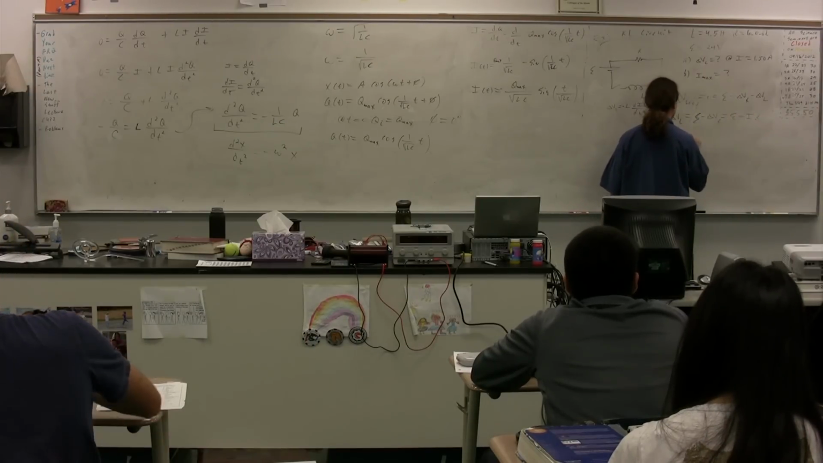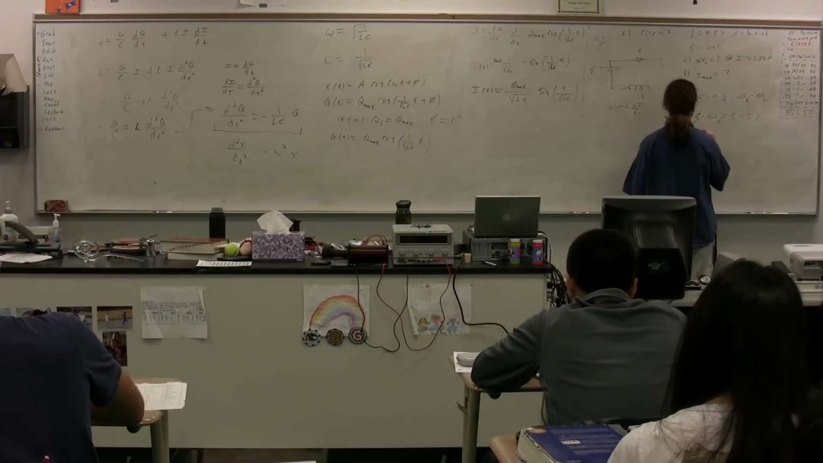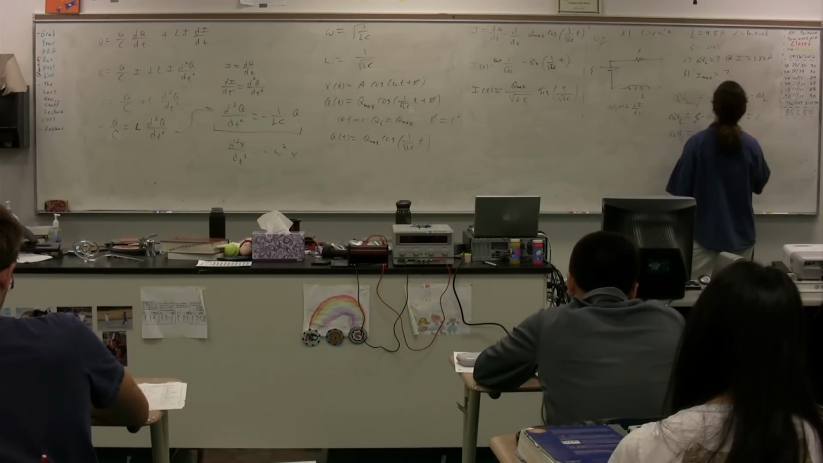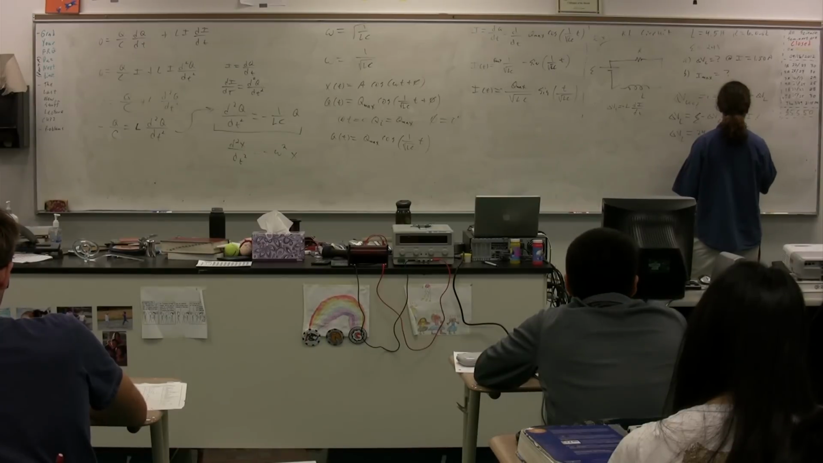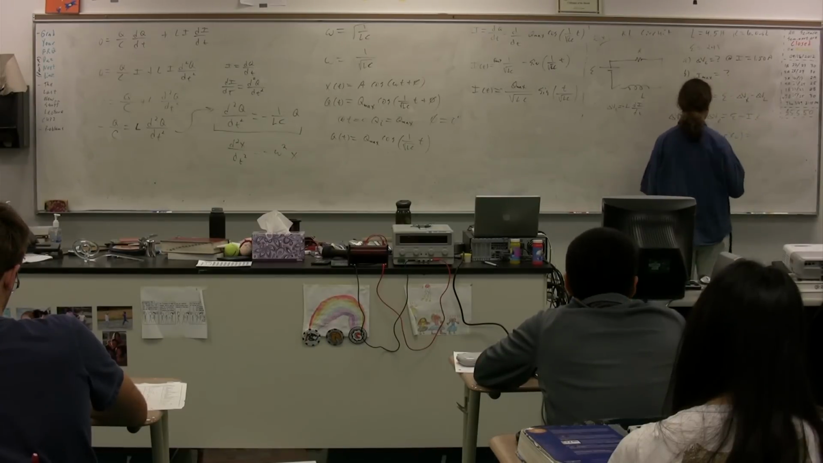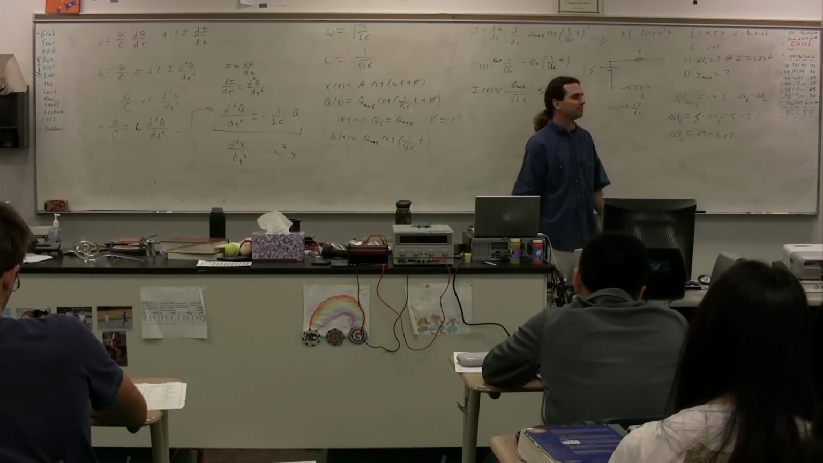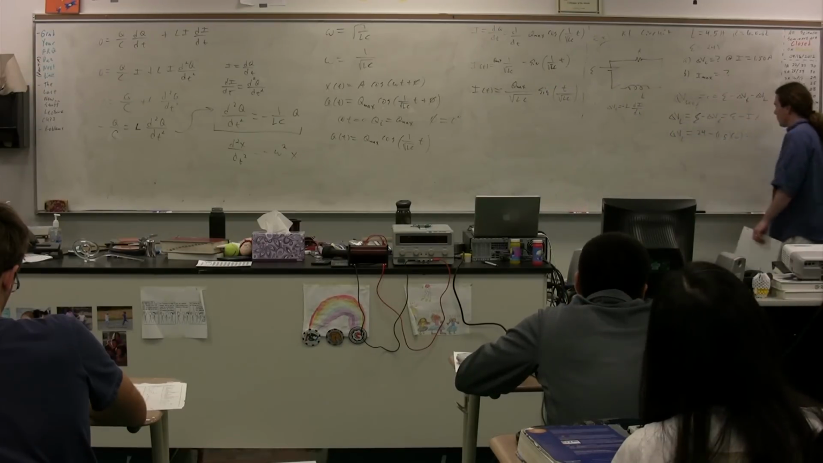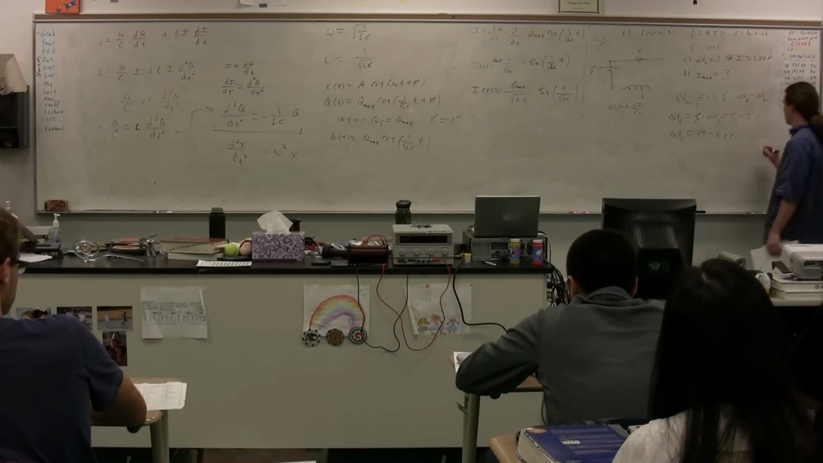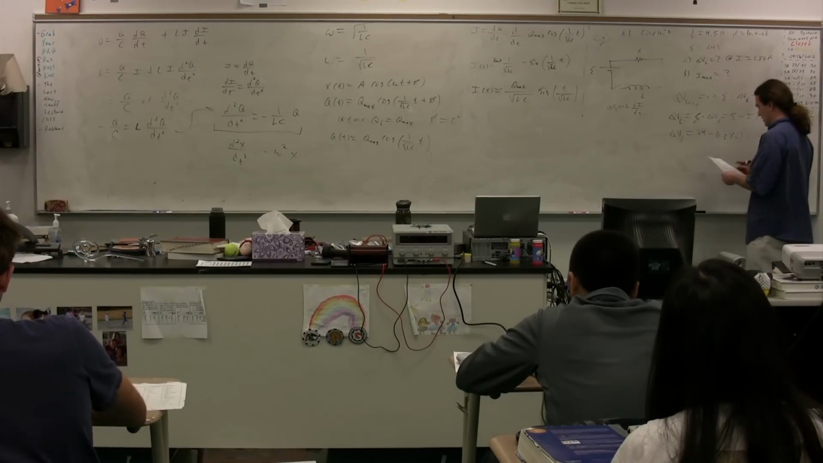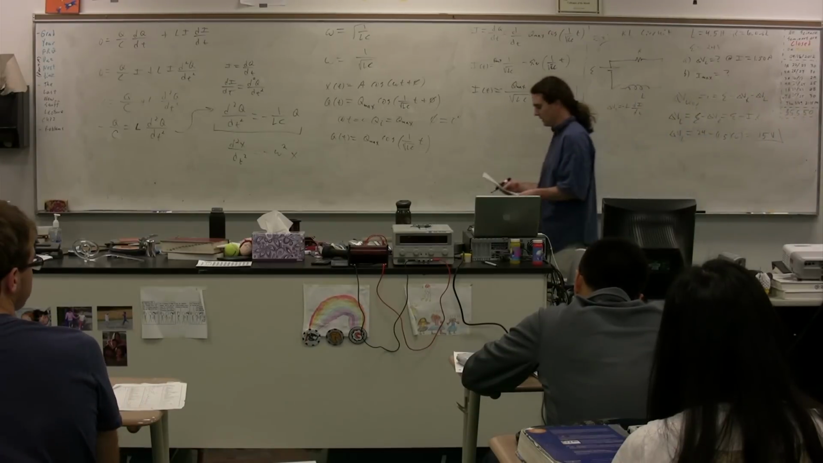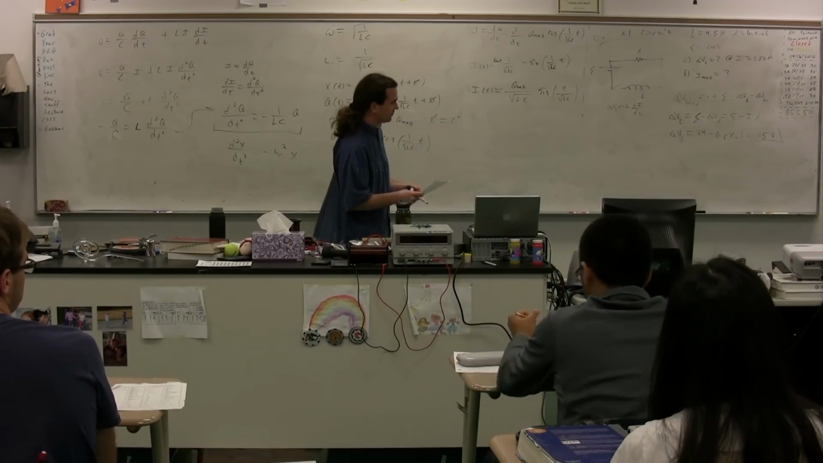The electric potential difference across the inductor is equal to the EMF, which is 24, minus the current, which is 1.5, multiplied by the resistance, which is 6. That is 15 volts. So the electric potential difference across the inductor is 15 volts.